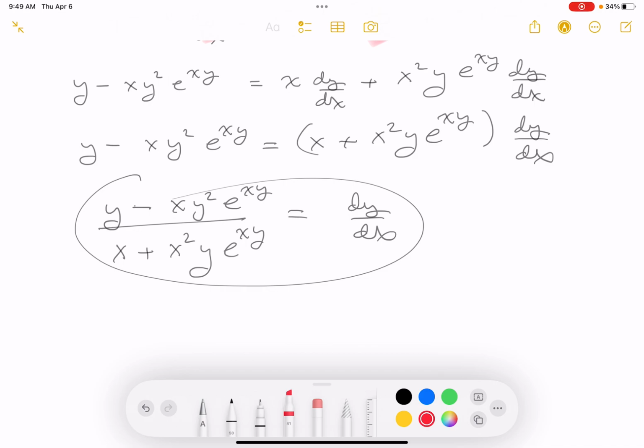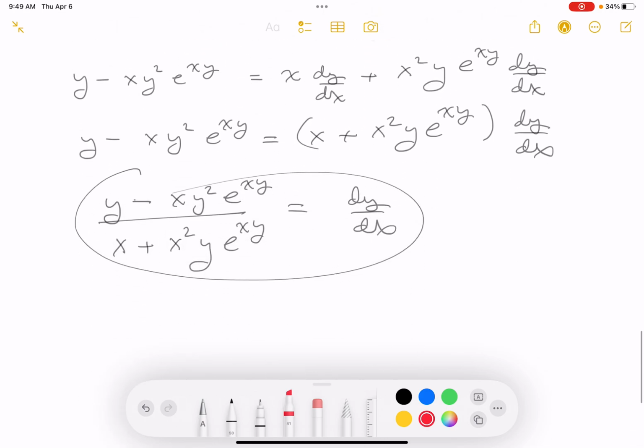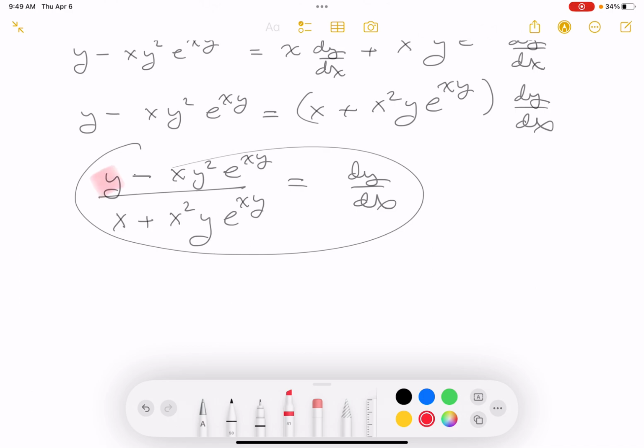And again, this is problem number, let me make sure I'm saying that right, by the way. Yeah, problem number 89. I'm seeing y, I'm seeing the minus. Let's see, xy squared e to the xy, I definitely see that. I see x plus x squared y e to the xy, and that equals dy dx. We're good. Go to the next question.